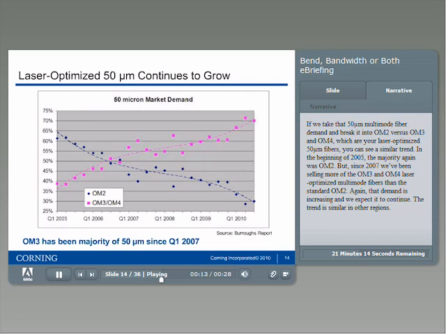In the beginning of 2005, the majority again was OM2, but since 2007, we've been selling more of the OM3 and OM4 laser optimized multimode fibers than the standard OM2. Again, that demand is increasing, and we expect it to continue. The trend is similar in other regions.